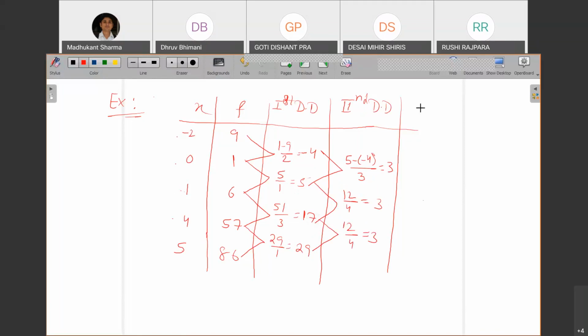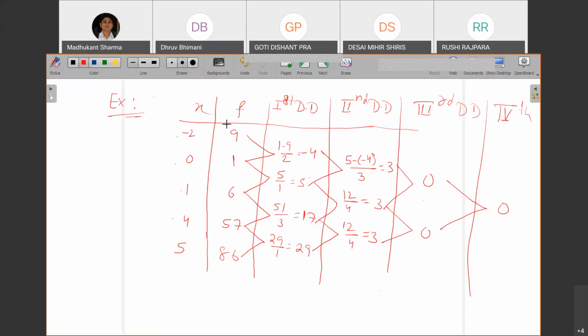And now here onwards, the third divided difference: you are going to use these two, and these two. 3 minus 3 is 0, 3 minus 3 is 0. And for the fourth one, 0 minus 0 is 0. So the divided difference table tells you directly that the interpolating polynomial is of degree 2.